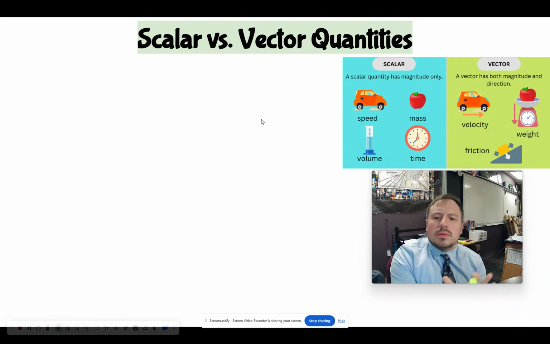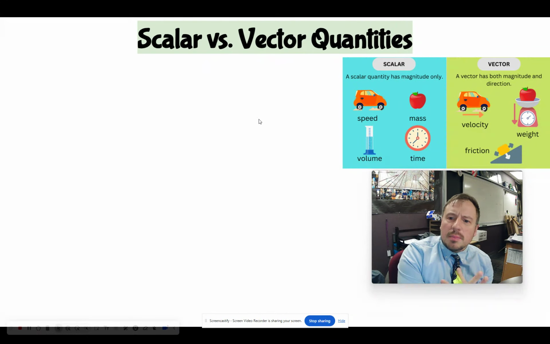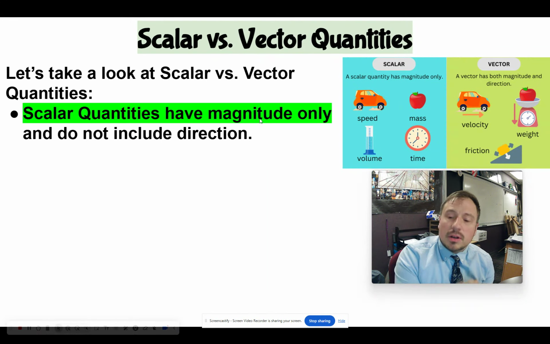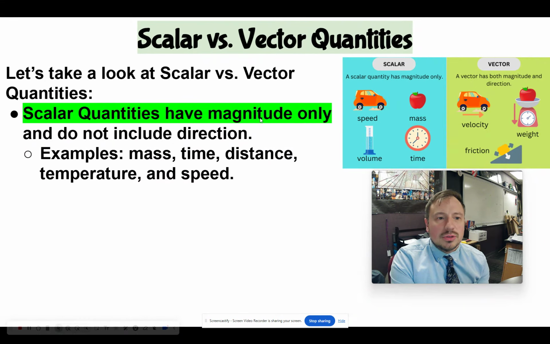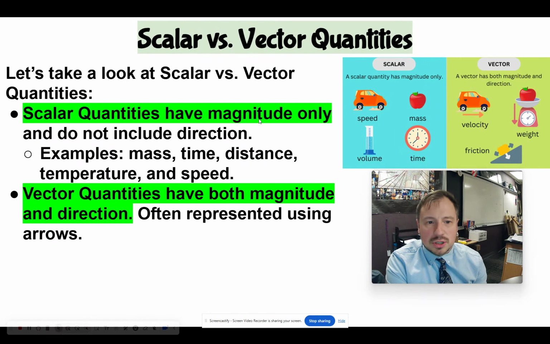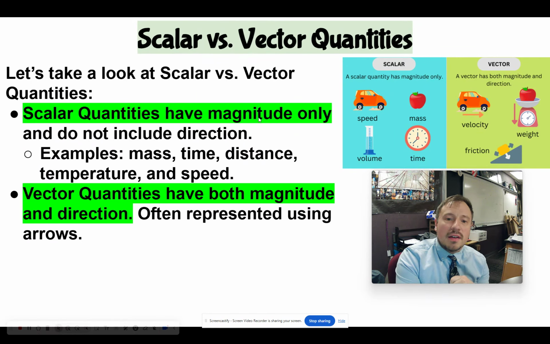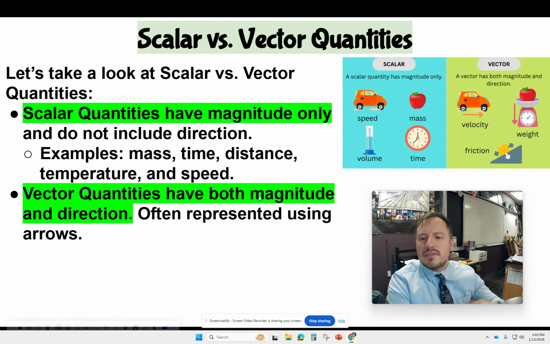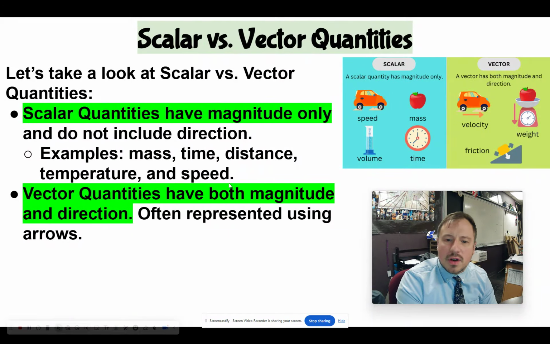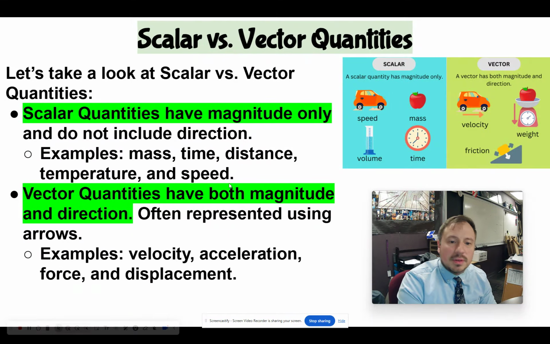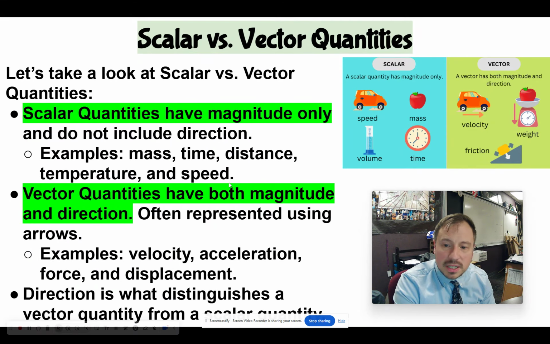Now let's talk about, now that we have quantities, there's two types of quantities that we need to talk about, scalar and vector quantities. Scalar quantities have magnitude only. All right, so the examples are like this, right? Mass, time, distance, temperature, and speed. Vector quantities have both magnitude and direction, and if you see them in an equation, they usually have an arrow above that variable. So examples would be velocity, acceleration, force, and displacement.